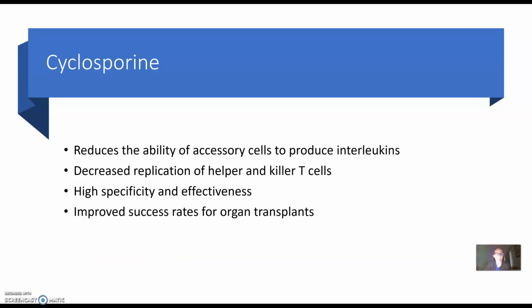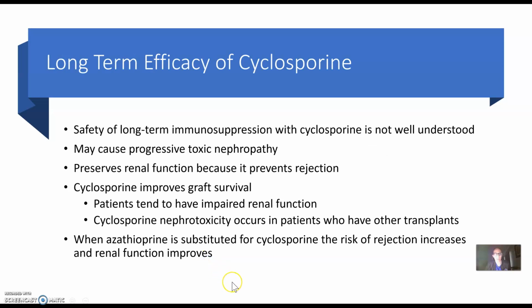Cyclosporine can reduce the ability of accessory cells to produce interleukins. It can also decrease replication of helper and killer T cells. It has very high specificity and effectiveness. There's an improved success rate for organ transplants. The long-term efficacy of cyclosporine.